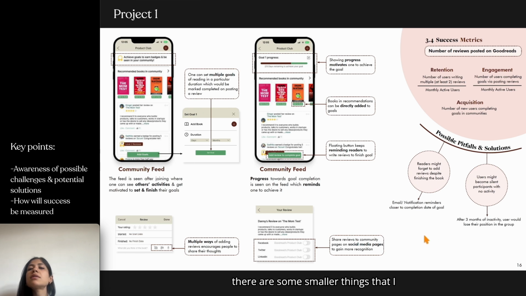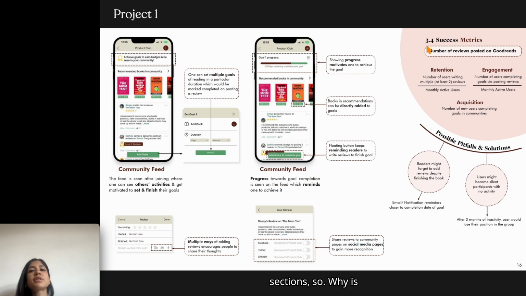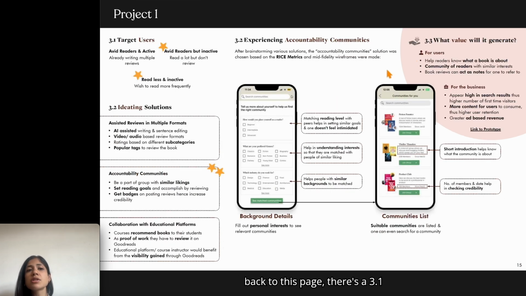Also, there are some smaller things that I would like to highlight within this project, which are the numbering of the sections. Why is this important? If you come back to this page, there's a 3.1 section and 3.2 section and 3.3 section. So we want the viewer to read the page or the case study in a story-like format which we have designed, and we don't want them to read it in any manner that they would like.